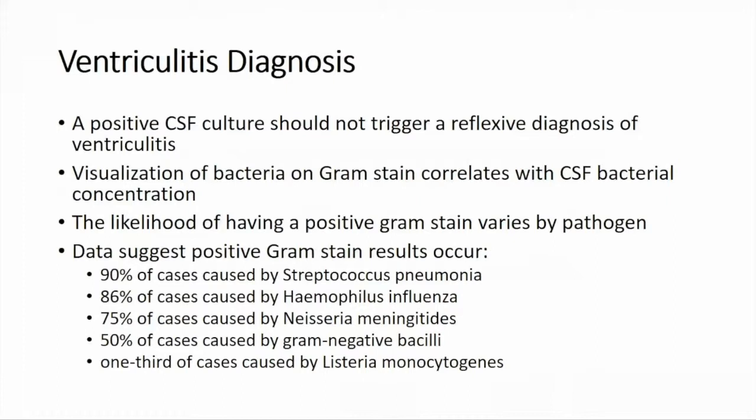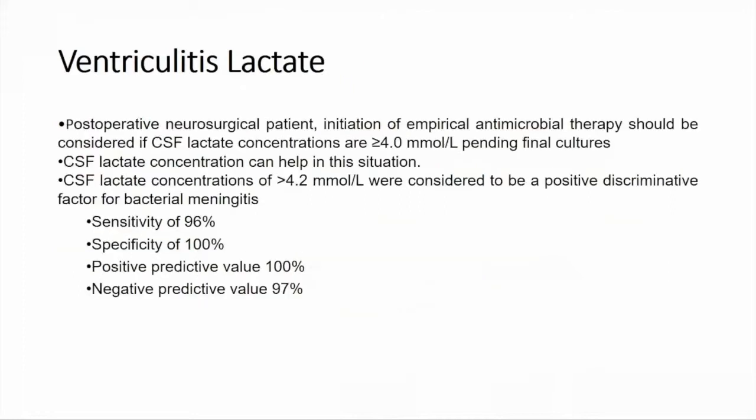The likelihood of having a positive gram stain varies by pathogen. So for strep pneumo, you bet 90% of the cases will actually have a positive gram stain. Haemophilus influenzae, the same. Diphtheria meningitis, 75%. When you get into the gram negatives, often they won't have a positive gram stain. In only a third of the cases with Listeria monocytogenes will there actually be a positive gram stain.